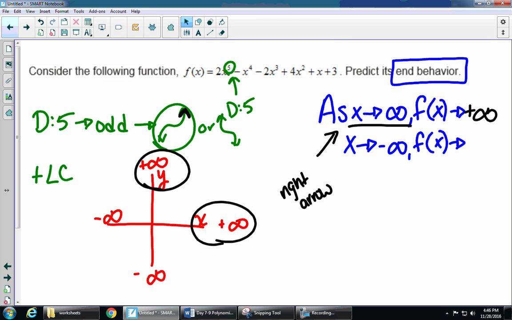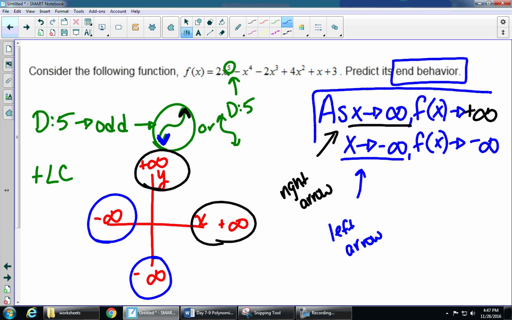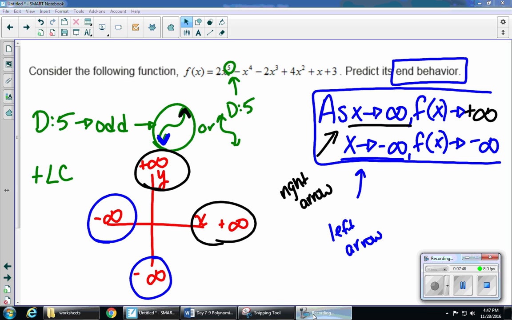And now I have as x goes to negative infinity. That's on the left, so this is my left arrow. My left arrow is pointing down. So it goes to negative infinity. So that's what gets filled in there. And this is my answer. Everything else is my scrap work. So that's how you predict end behavior. Odd is always opposite. Even is always the same. And based on their leading coefficients, you can figure out which way they're pointing.